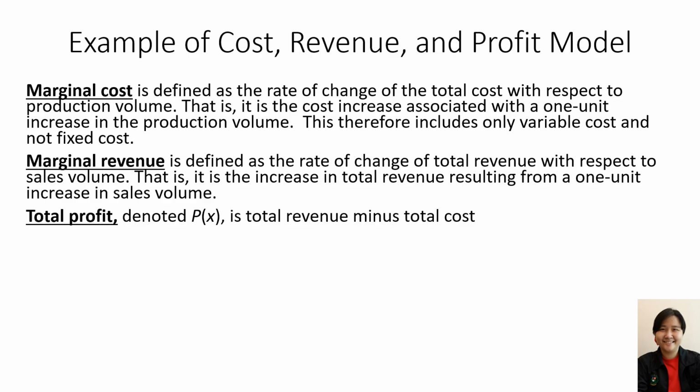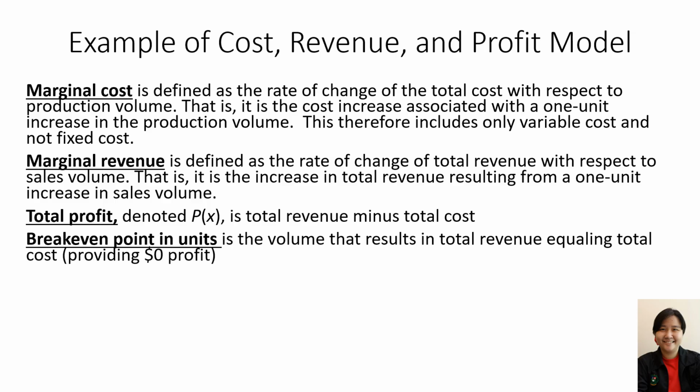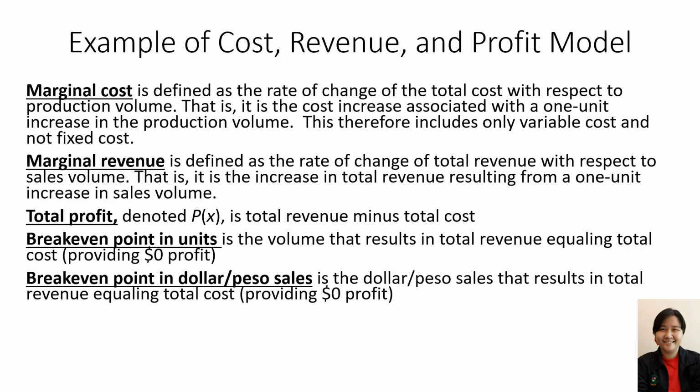Total profit, denoted PX, is total revenue minus total cost. Break-even point in units is the volume that results in total revenue equaling total cost, which provides zero profit. And break-even point in dollar or peso sales is the dollar or peso sales that results in total revenue equaling total cost, providing zero profit.